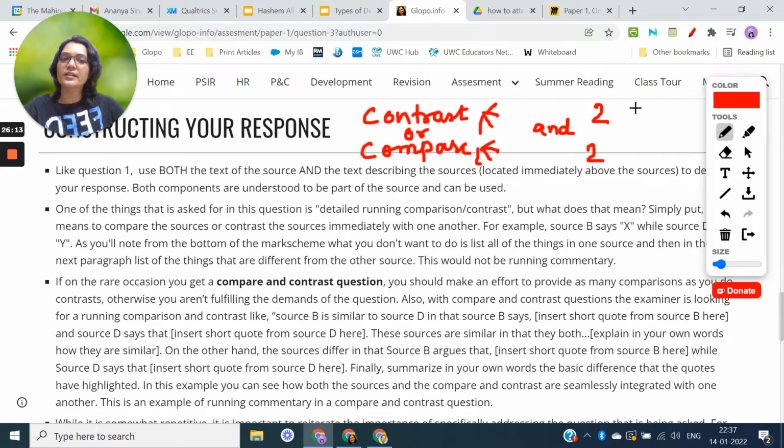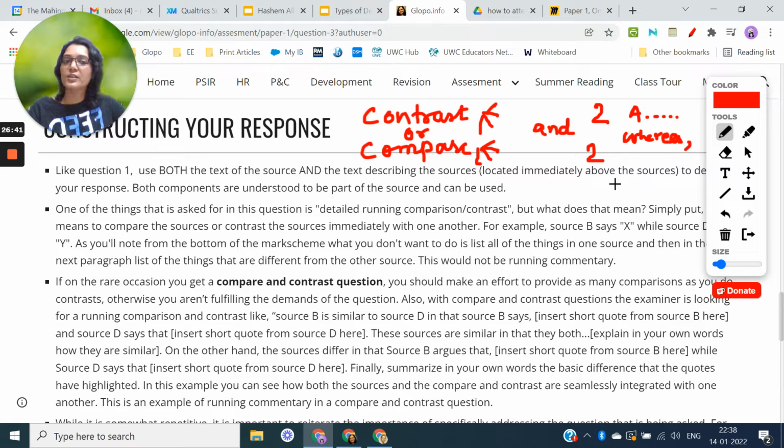So you can begin it that source A talks about so and so, whereas source B talks about so and so thing. All right, that means this is called contrasting. Then one more, a second paragraph, you would be making. This source A talks about this one, however in source B one finds so and so thing. So that means 2 contrasting paragraphs.